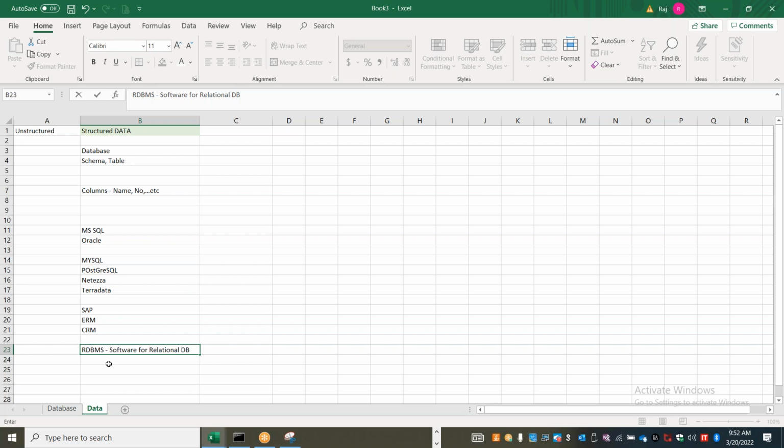What exactly is a relational DB? A relational DB is the database that will go and store the data that are related to each other. It stores actual information about the data and the related information, right?